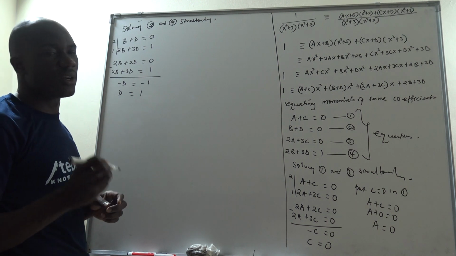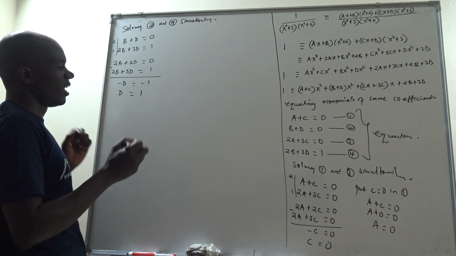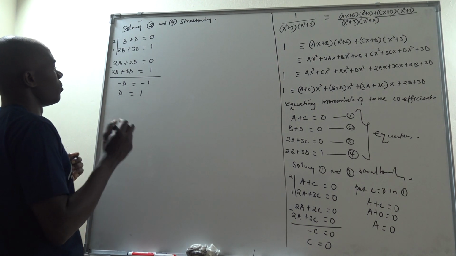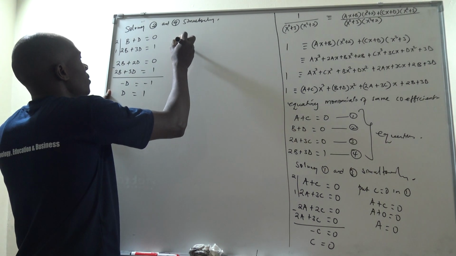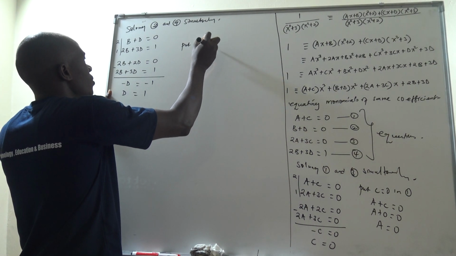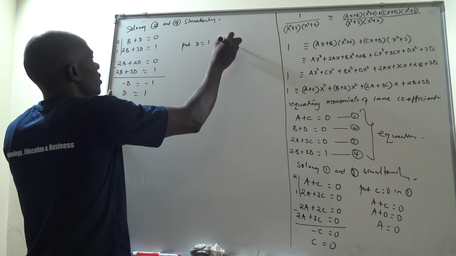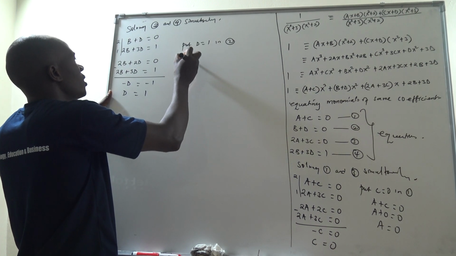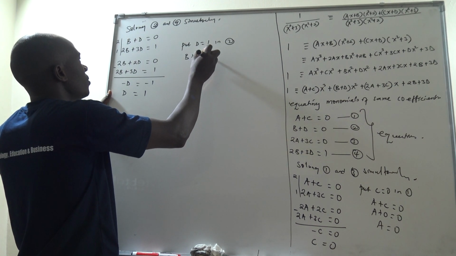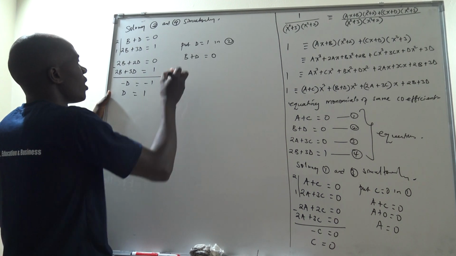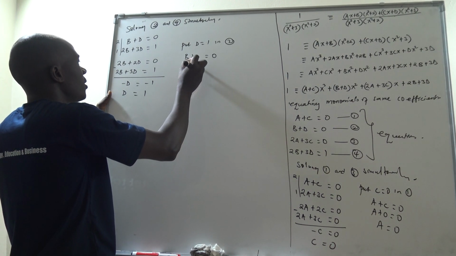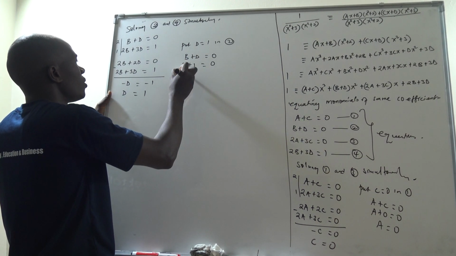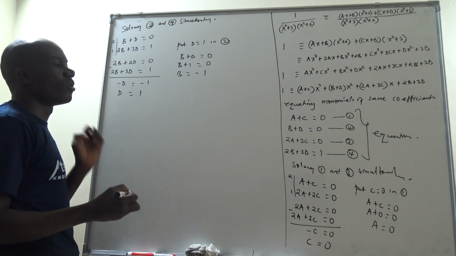After coming out with the value of d equals 1, put in any equation to obtain the value of b. You can put d equals 1 in equation 2. What is equation 2 saying? b plus d was equal to 0. But do we know our d? We have b plus 1 equals 0. So b alone equals negative 1.